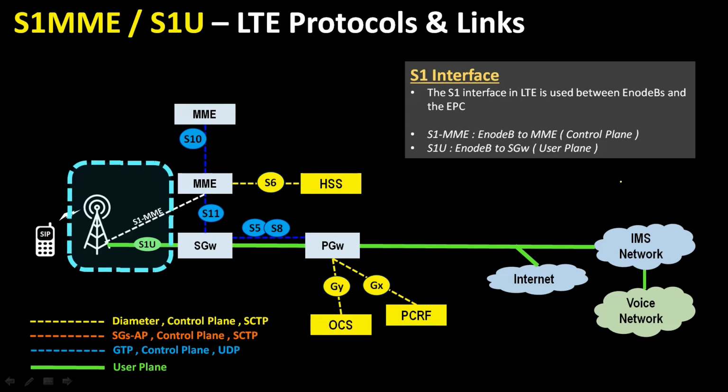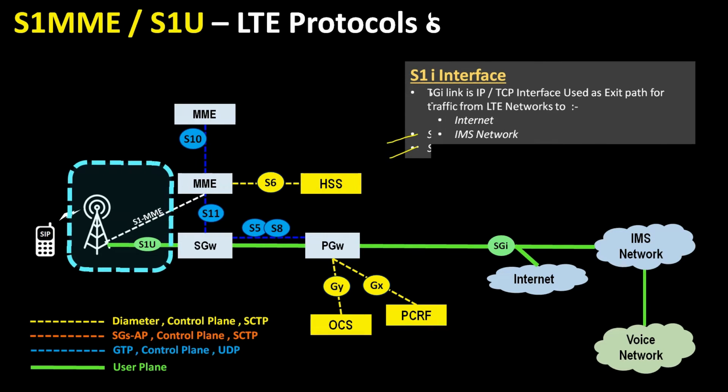S1 contains two critical links, S1-MME and S1-U. S1-MME connects eNode B to MME and it is used for control plane signaling. S1-U is a user plane link. It handles the S1 user plane data for each bearer between the eNode B and the S gateway.